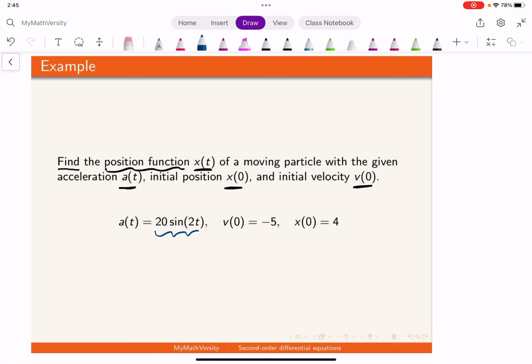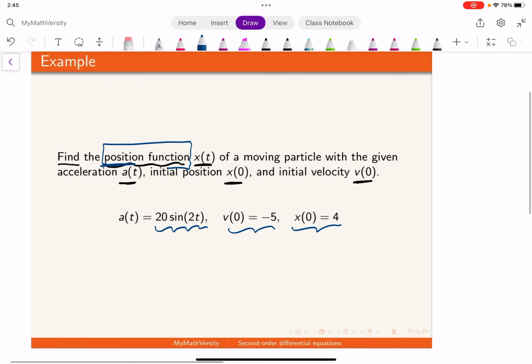as a(t) = 20 sine of 2t, right? So the acceleration function is given as a function of t. We are given the initial velocity as -5 and the initial position as 4. So using all of this information, our goal is to find the position function. So how do we work on this?